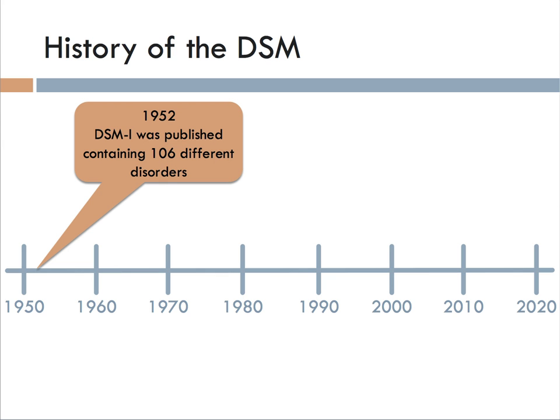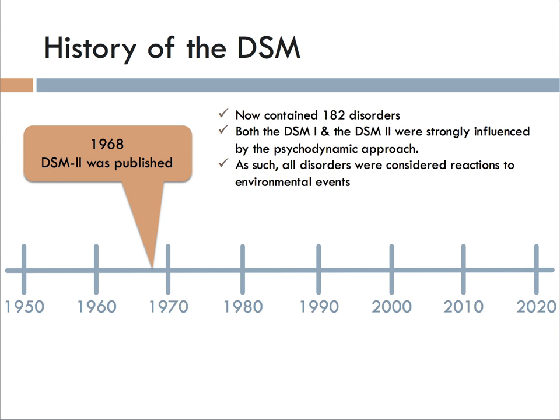The first edition of the DSM, or the Diagnostic and Statistical Manual of Mental Disorders, was published in 1952. This was after nearly a century of attempts to collect statistical information about mental disorders. This first version included about 106 disorders, which were identified based off of a lot of work that the military was doing throughout the beginning of the 20th century. By the second edition of the DSM, which was published 16 years later in 1968, the DSM now contained 182 disorders, which is a growth of about 71%.